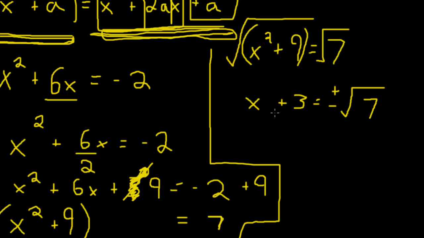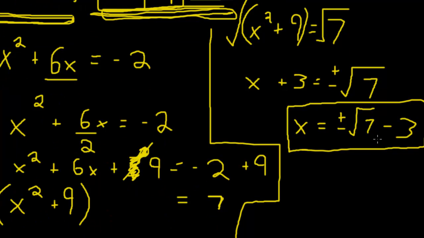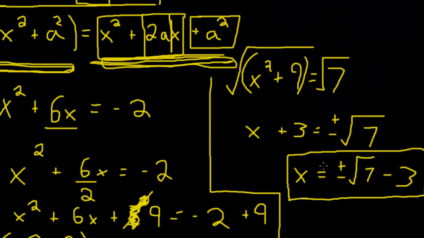And now if we want to figure out what x is, it's simple from now on. x equals plus or minus the square root of 7, minus 3. So it can equal the square root of 7 minus 3, or minus the square root of 7 minus 3. So there are two different roots, two different answers for x, which you should be able to find.